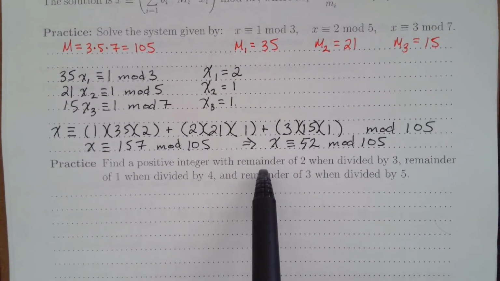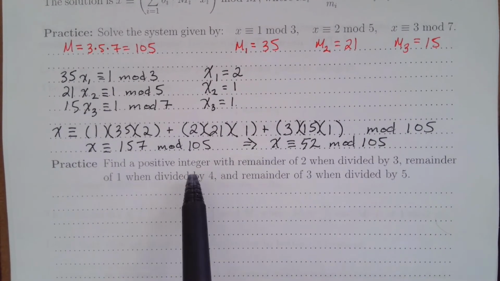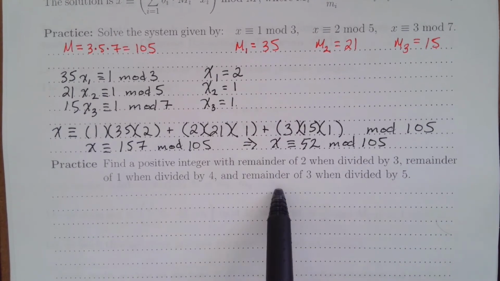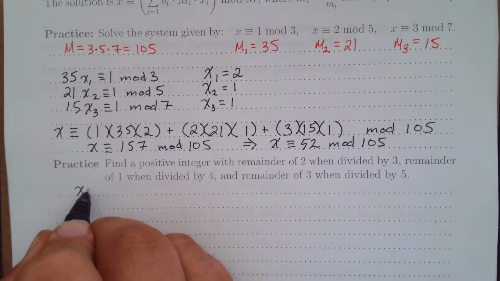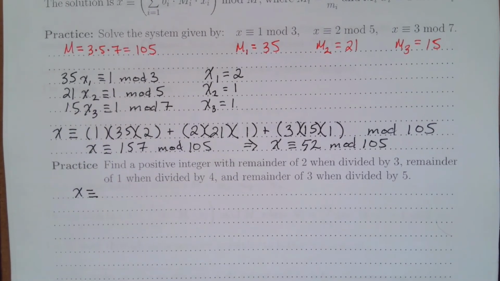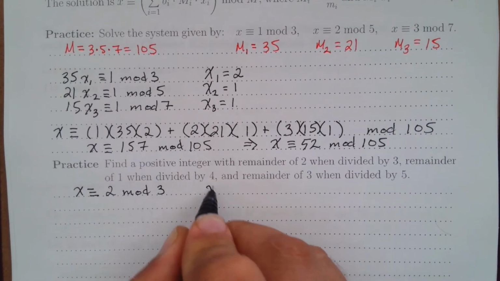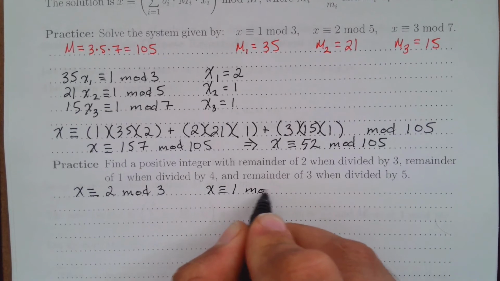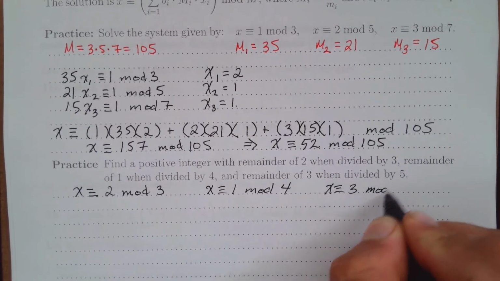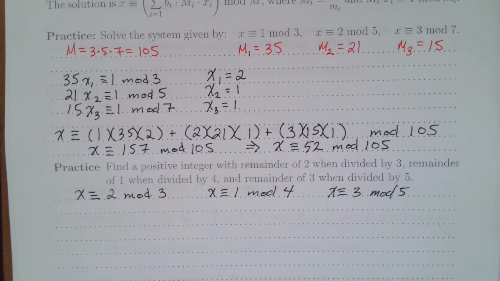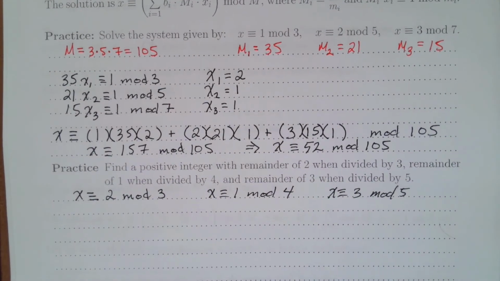Okay, so for the next one, practice. Find a positive integer with remainder of 2 when divided by 3, remainder of 1 when divided by 4, and remainder of 3 when divided by 5. Well, what does that mean for us? What that means is we can set this up as some integer that is equivalent to 2 mod 3, equivalent to 1 mod 4, and equivalent to 3 mod 5.